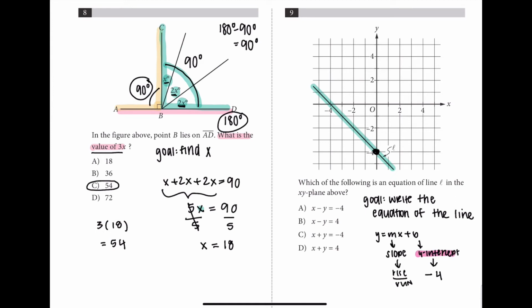And remember that for rise, if you're going up in direction, that's going to be positive. If you're going down, that's going to be negative. For run, if you're going to the right, that's going to be positive, and if you're going to the left, that's going to be negative. Okay? So keep that in mind. I'm going to erase that now.